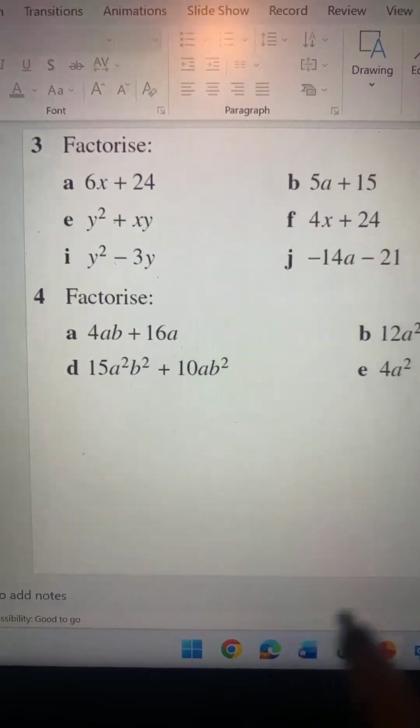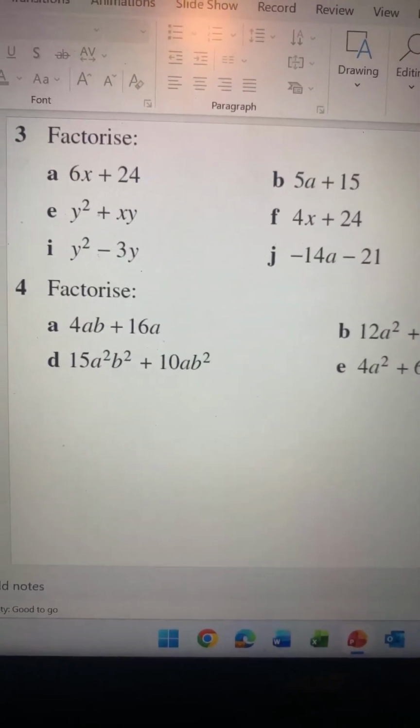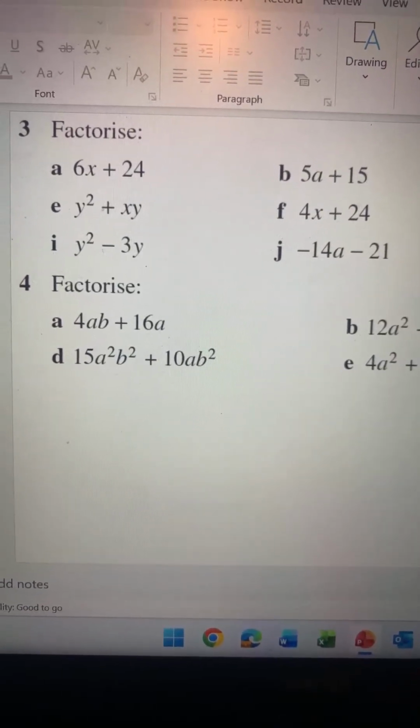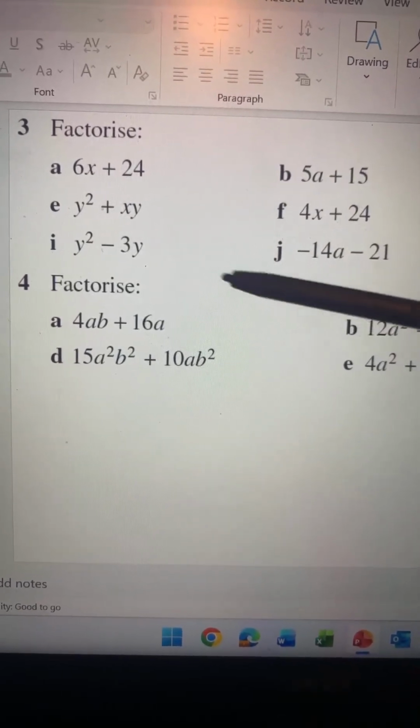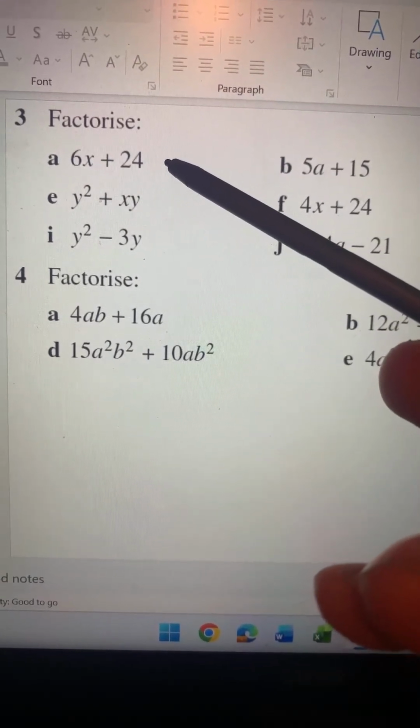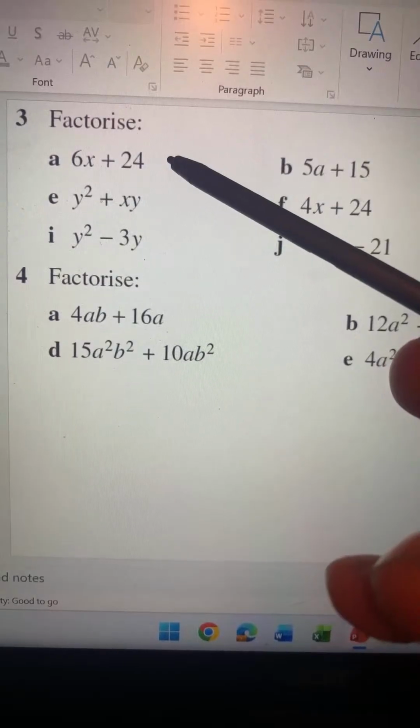Okay, single set of bracket. So let's have a look at number 3. Let's have a look at number 3a. So it says factorize 6x plus 24. 6x plus 24.